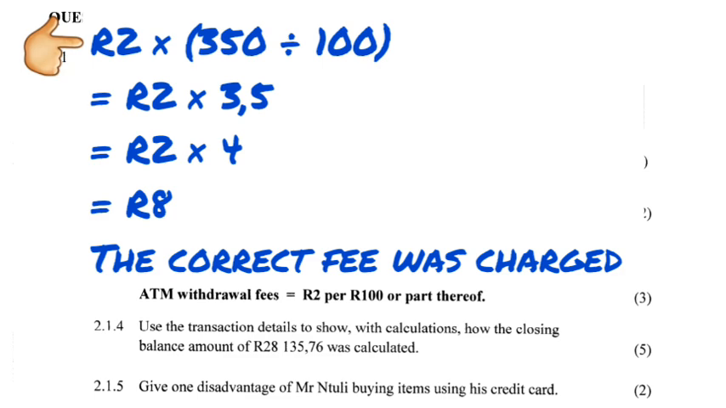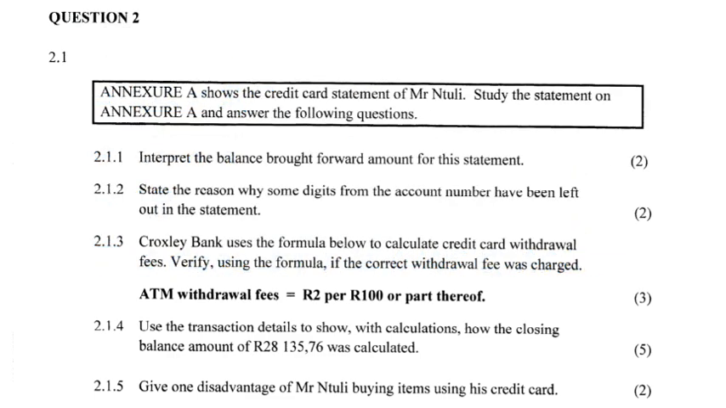Start with the 2 rands, multiply by open bracket 350 divided by 100. That is basically to say how many 100 rands are in 350. There are 3 of them, but there's a remainder of 50 rands. But because they said part thereof, it means we now have to round it up to a whole number. So that 3.5 is rounded up to 4. Then when you take 2 rands and multiply it by 4, it gives you 8 rands, which means the correct fee was charged for him. So we were just proving that 8 rands is the accurate amount that was supposed to be charged.